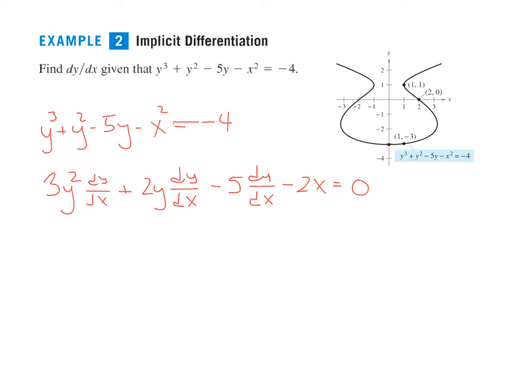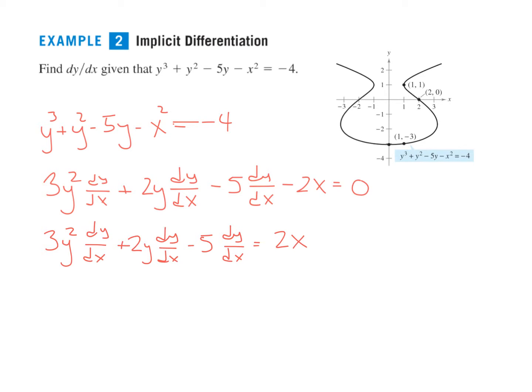Okay, so now we're going to take everything with the dy/dx in it. So these three terms are going to stay on the left-hand side. This term here is going to move over to the other side. So I'm just going to rewrite it: 3y squared dy/dx plus 2y dy/dx minus 5 dy/dx is going to be equal to 2x.